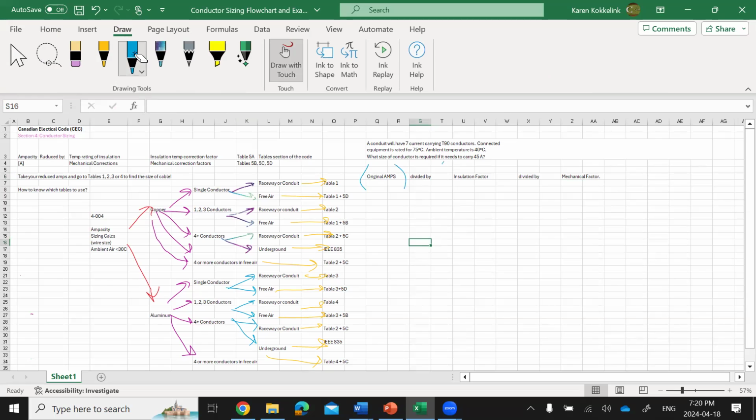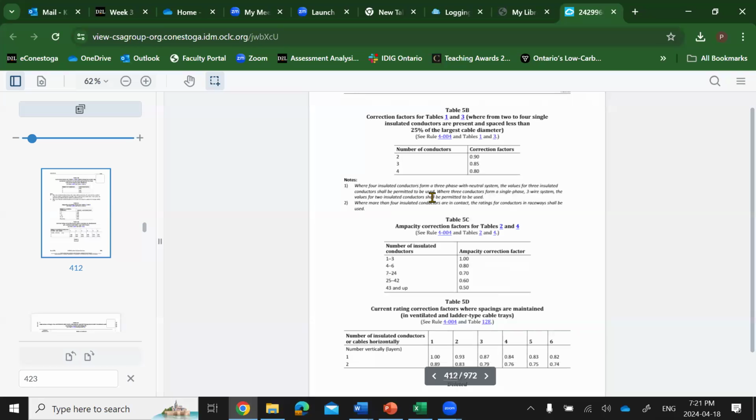And then divided by this insulation factor, divided by a mechanical factor. I like to say times one over. So original amps is 45. And I'm going to multiply by one over, what's our insulation factor?